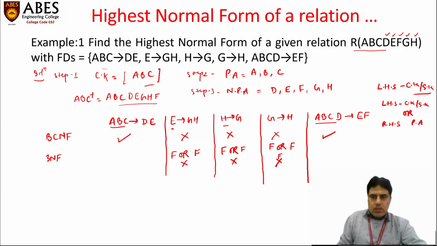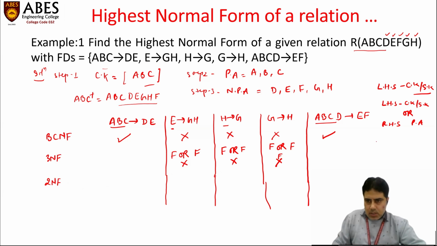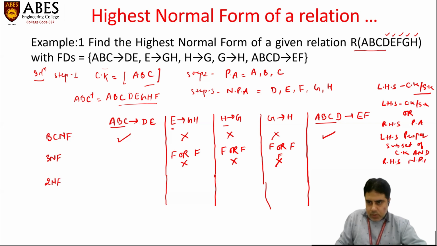So this is not in 3NF. Now check for 2NF. The condition to check in 2NF is that the left hand side should be a proper subset of a candidate key, and the right hand side should be a non-prime attribute. This is the condition for partial dependency, or 2NF says there should be no partial dependency.